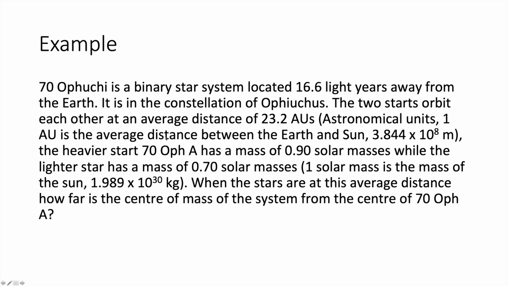The two stars orbit each other at an average distance of 23.2 AU, where AU stands for astronomical unit, and 1 AU is the average distance between the Earth and the Sun, which is equal to 3.844 times 10 to the 8 meters. The heavier star, 70 Ophiuchi A, has a mass of 0.90 solar masses, while the lighter star has a mass of 0.7 solar masses. 1 solar mass is the mass of the Sun, which is 1.989 times 10 to the 30 kilograms.